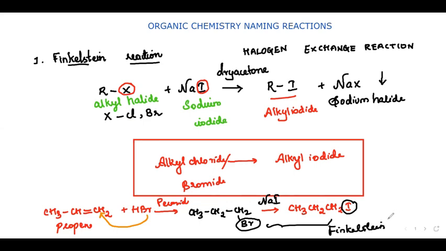This part is known as anti-Markovnikov addition. We will discuss Markovnikov and anti-Markovnikov addition elaborately in the next video. So the Finkelstein reaction is a halogen exchange reaction. Can you understand this? Okay.